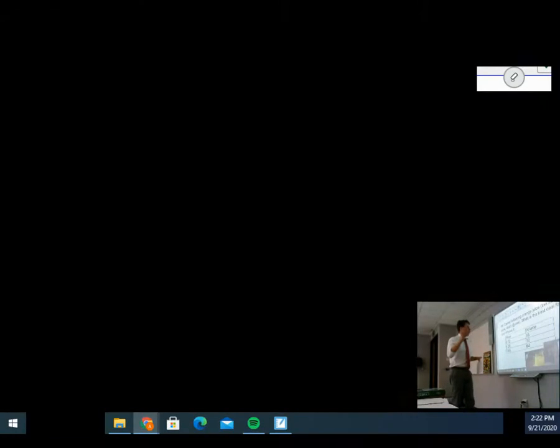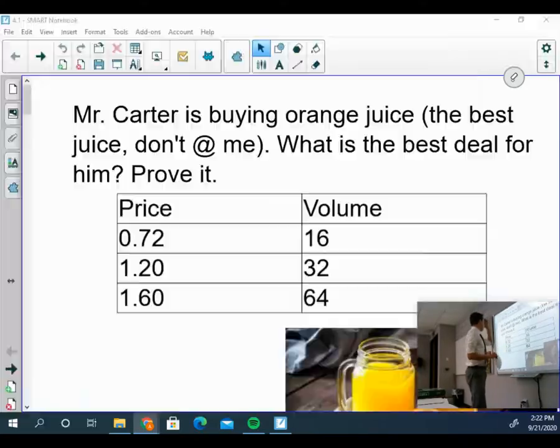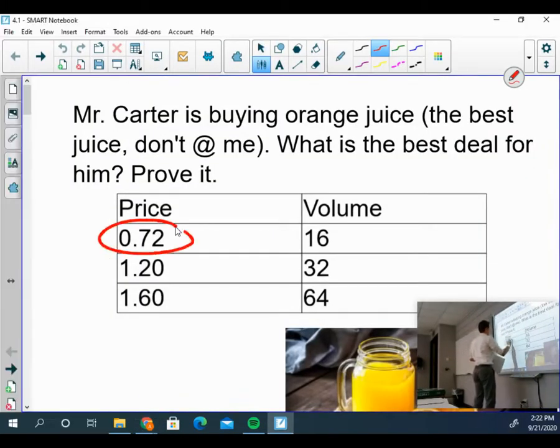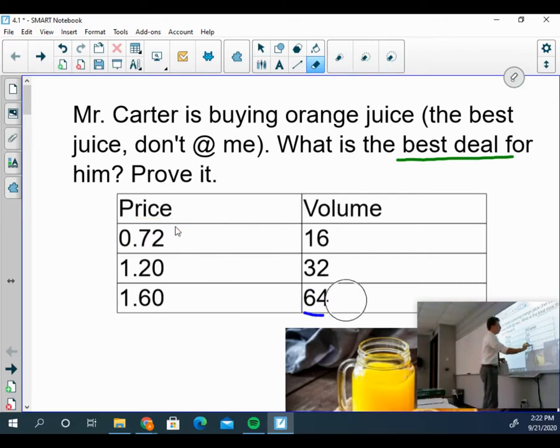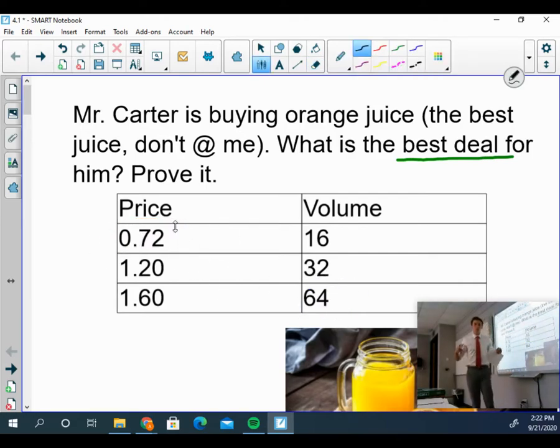Okay? Hopefully you've tried it, you've unpaused it, and you're going, what is the best deal? Well, just kind of thinking it through, your gut reaction might have been, well, this is the cheapest. But I didn't ask for the cheapest, and I didn't ask for the largest. I simply asked for the best deal. What does the best deal mean? Well, the best deal would imply that I'm getting the most bang for my buck, so to speak. I'm paying the least amount per unit I am getting.